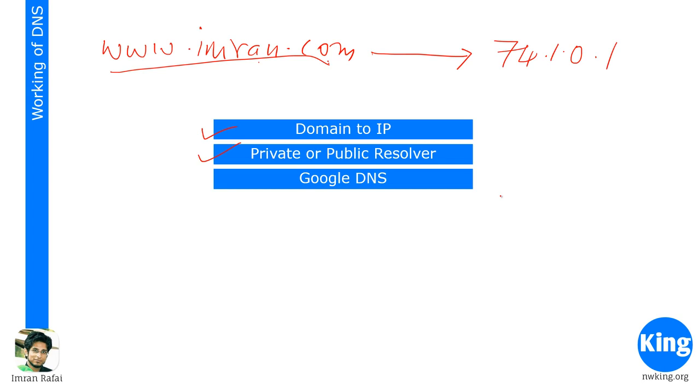DNS server, if you remember, when we configure IP addresses, there is DNS information: primary DNS and secondary DNS. I'm going to show you how it is in Windows systems.